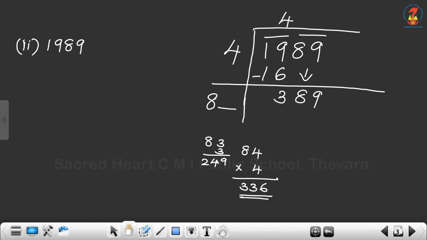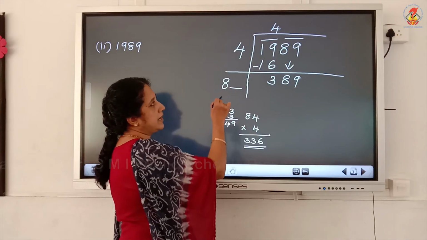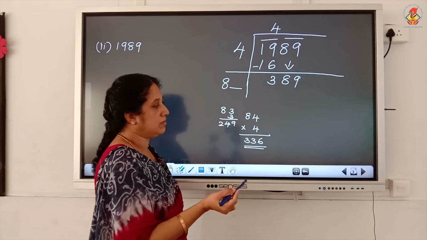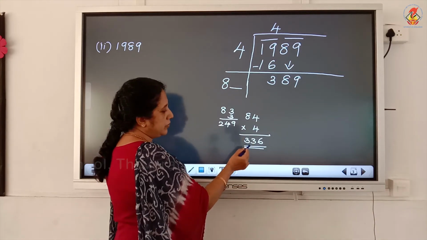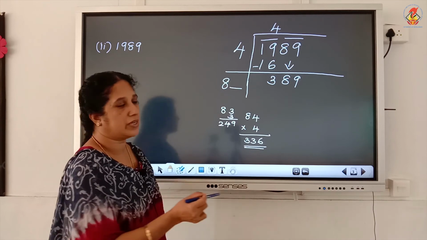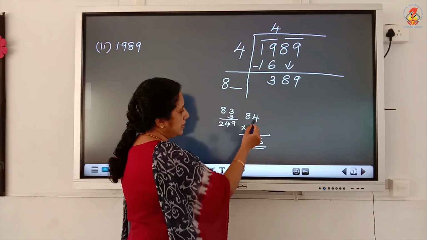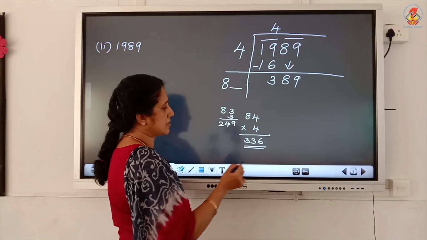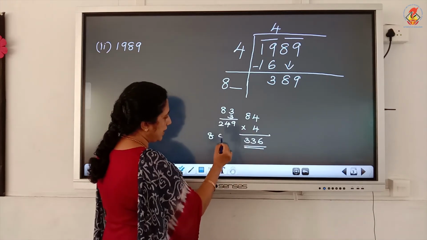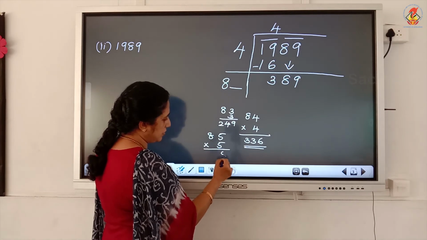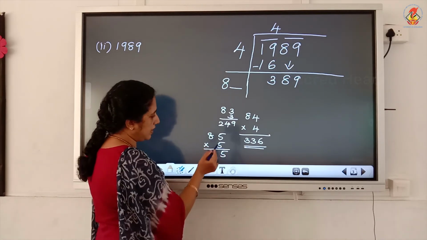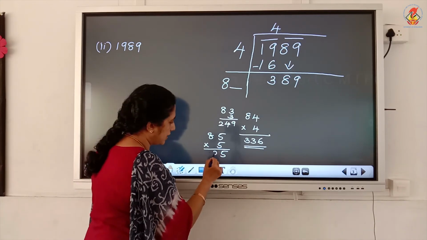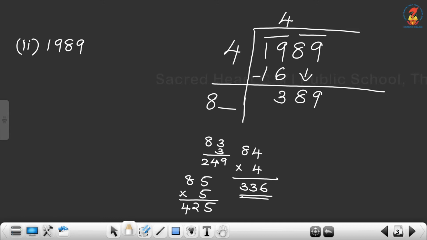So you have to fill in the blank, and as well as write down the digit in the quotient also. And when you take the product, you have to get the number that should be less than or equal to the dividend you considered. Now we will try with the digit 5 also. 85 into 5. 5 5s are 25, 2 is the carry over. 8 5s are 40, 40 plus 2, 425. So 249 is smaller than 389, 336 is also smaller than 389, and 425 is more than 389.